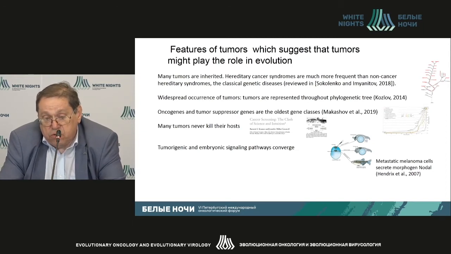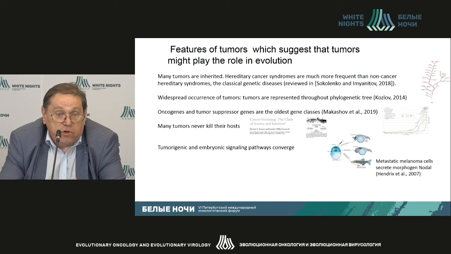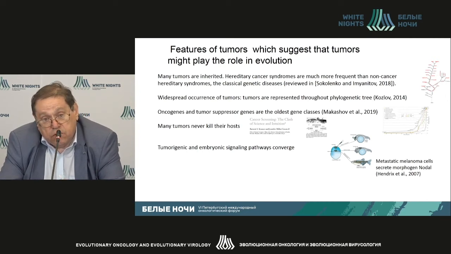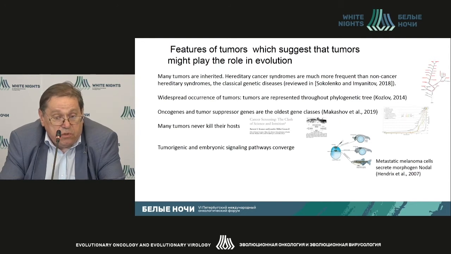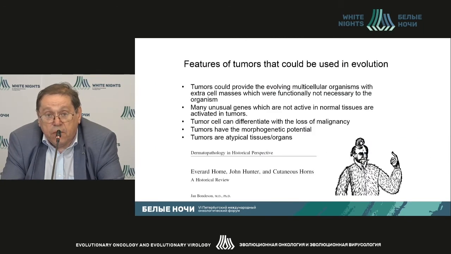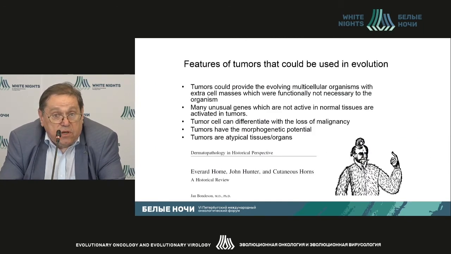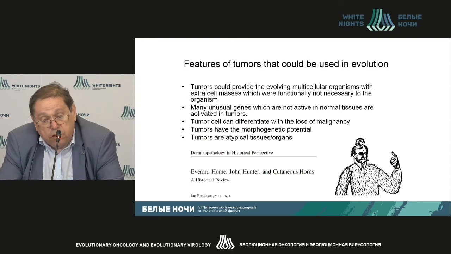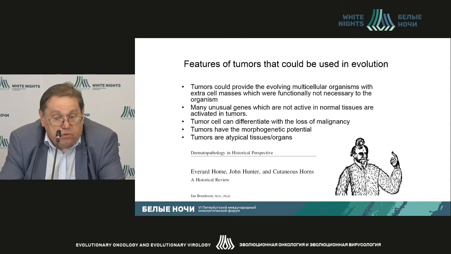Moreover, and this is an interesting and paradoxical thing, there is convergence of tumorigenic and embryogenic signaling pathways. Why are they so similar? It's not quite clear. We know that tumors have properties that can be used in evolution. First of all, the extra cell mass property. Tumors could provide extra cell masses with a high biopotential, and they are needed in evolution.